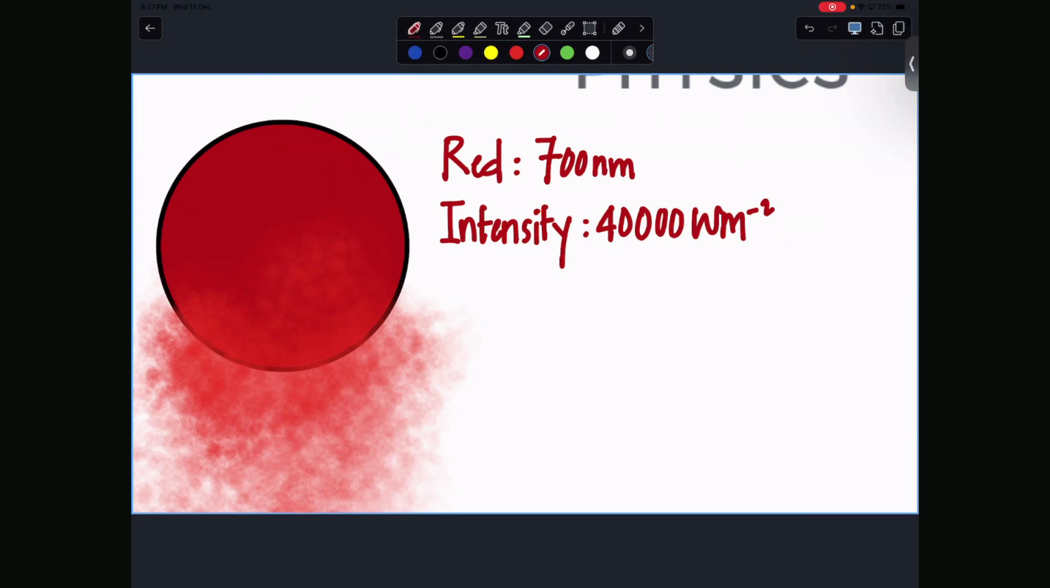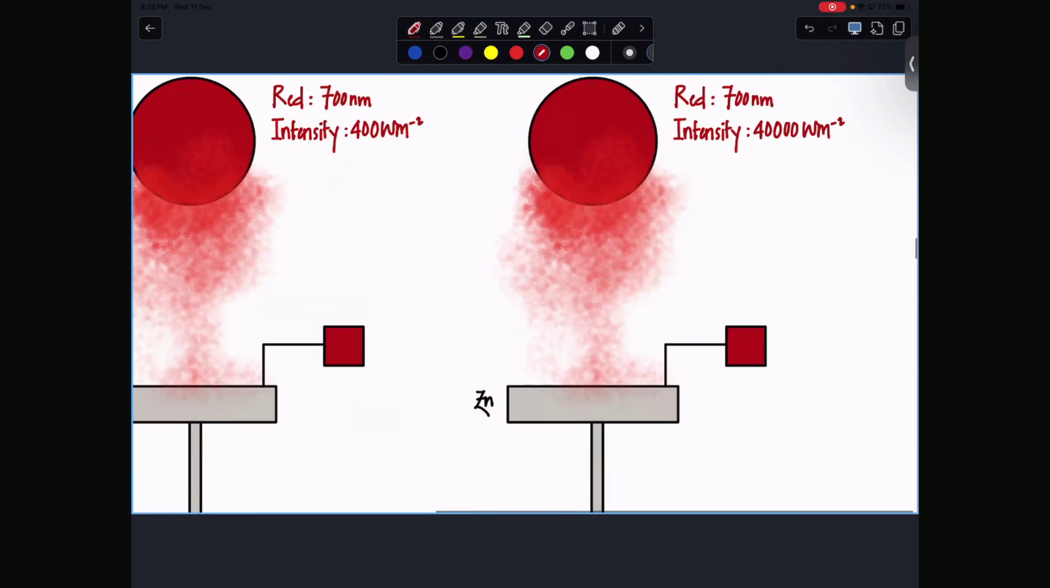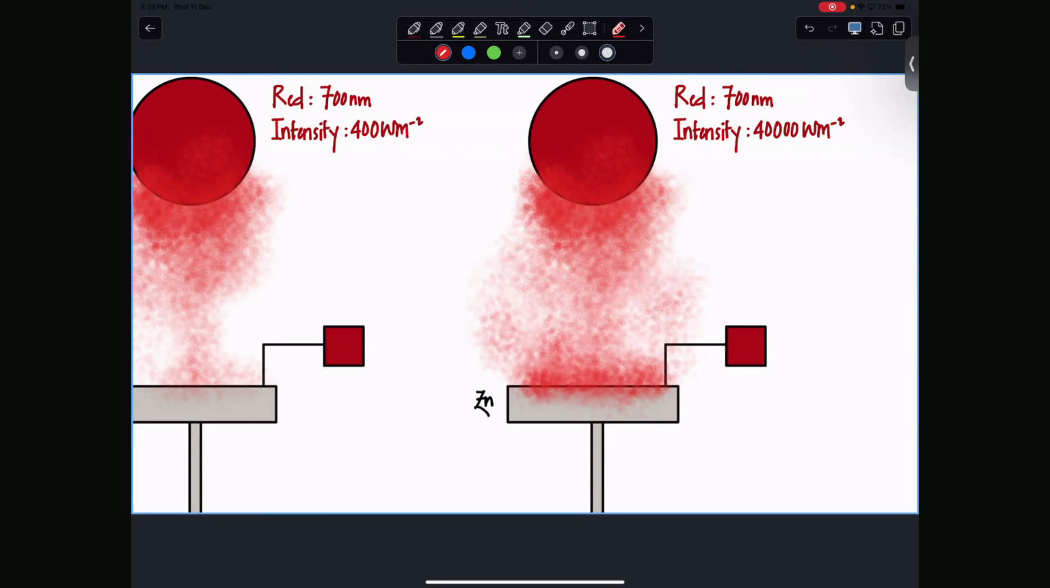40,000 watt per meter square. It's a small star, you could say. Okay, it's very bright. So what will happen if this is given? You'll have insane amounts of light here. In fact, so much light that the metal might even start to melt. It'll be that hot, right?